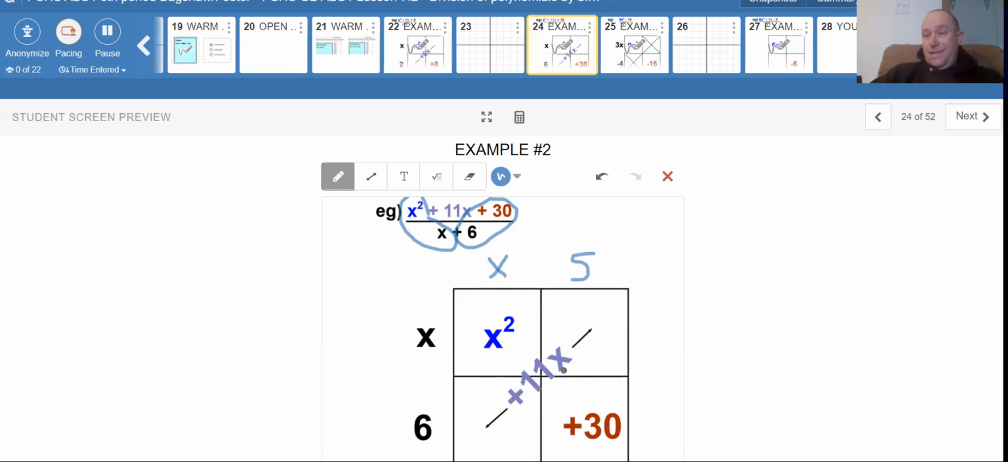Now, just to show you why this is 11x, you can, of course, fill out the rest of this grid. x times 5, 5x. 6 times x, 6x. And you can indeed see that that does give you 11x. It's just that that doesn't help us necessarily to figure out what these 2 factors were, or we don't need it to figure out what those ones are.